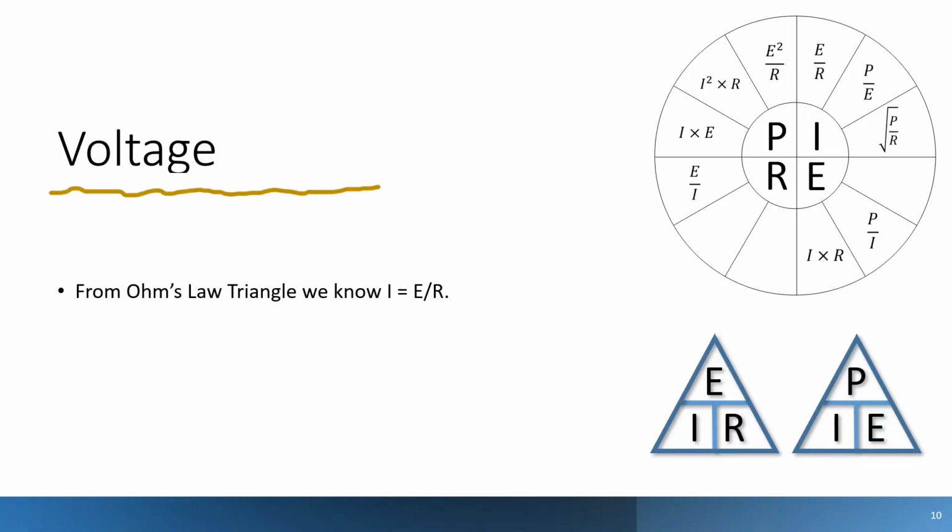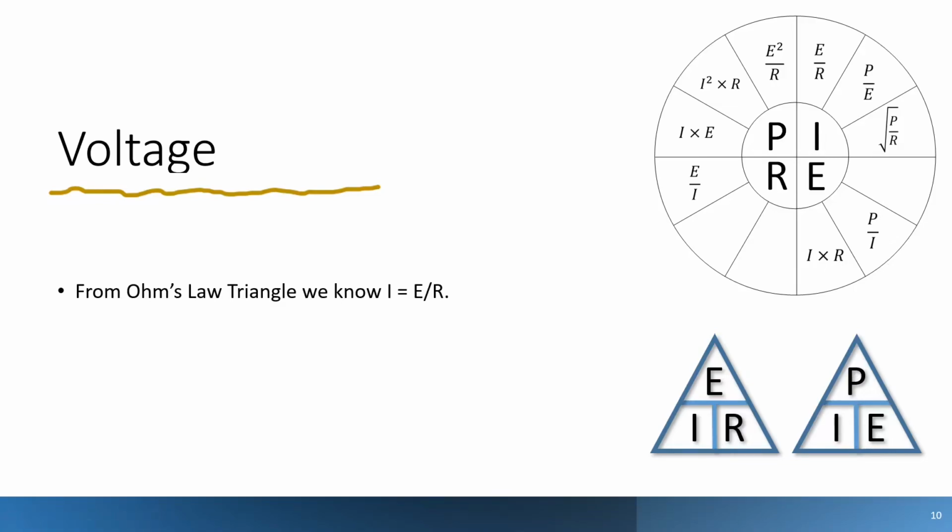Okay, let's move on to voltage here. So here for E, if I cover up the E, it's I times R. So there's my I times R. Or if I cover up the E here, it's P divided by I. So I already have 2 there. We only have to solve for a 3rd. Let's see how we can get that done.